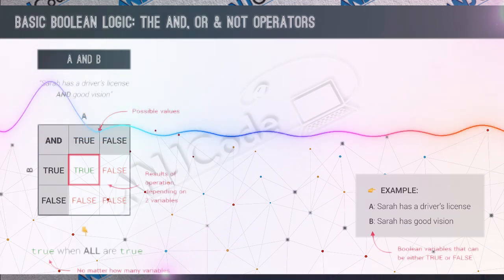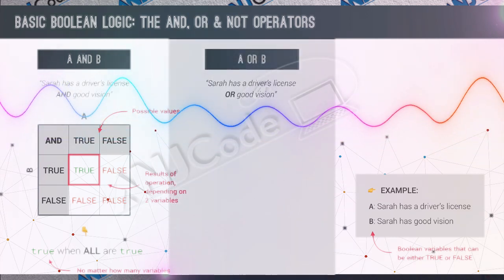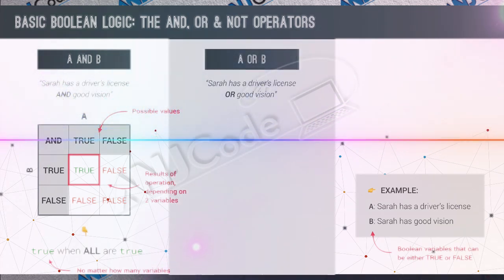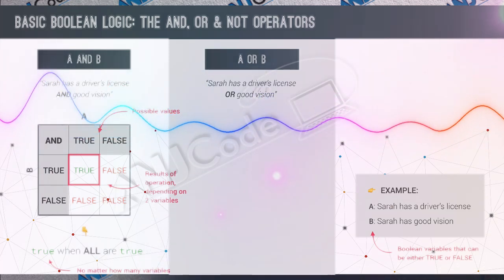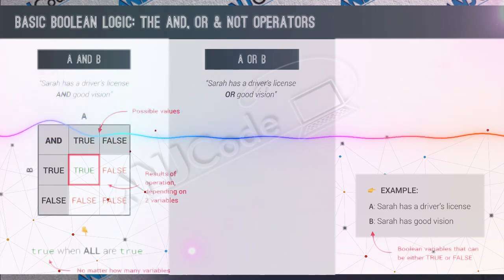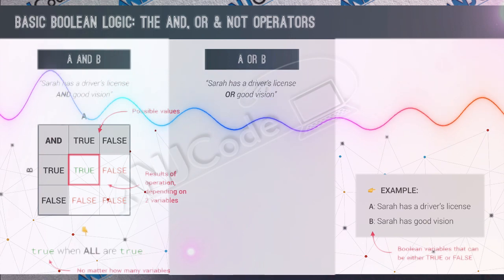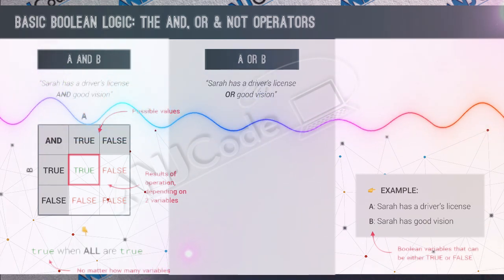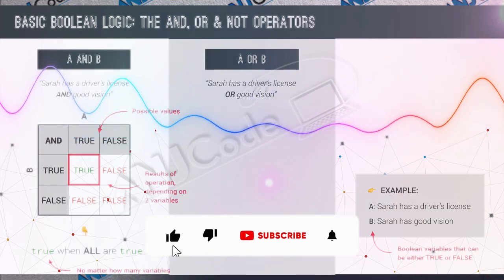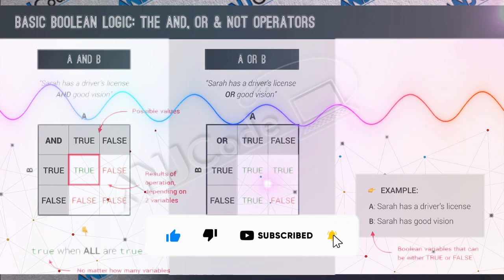Now, moving on, on the other hand, we also have the OR operator, which kind of works in the opposite way. So with our current example, we could use the OR operator to determine whether Sarah has a driver's license or good vision. And just by thinking about this, we can already intuitively imagine that the OR operator will be true if just one of the variables is true. And in fact, a look at the truth table confirms exactly that.